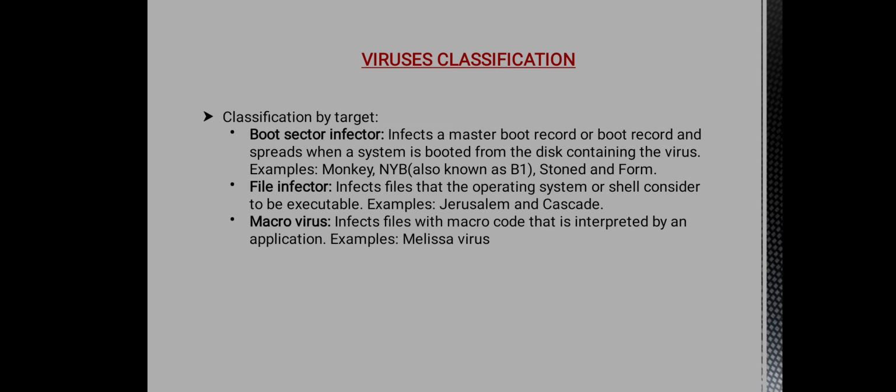A virus classification by target includes the following categories. Boot sector infector: it infects a master boot record or boot record and spreads when a system is booted from the disk containing the virus. Examples are Monkey, NYB, also known as B1, Stoned and Form. The second one is file infector: it infects files that the operating system or shell considers to be executable. Examples are Jerusalem and Cascade. And macro virus: it infects files with macro code that is interpreted by an application. An example is the Melissa virus.